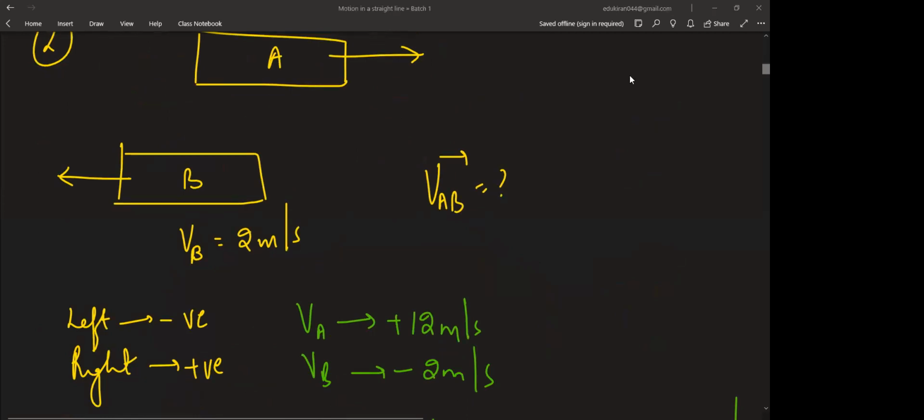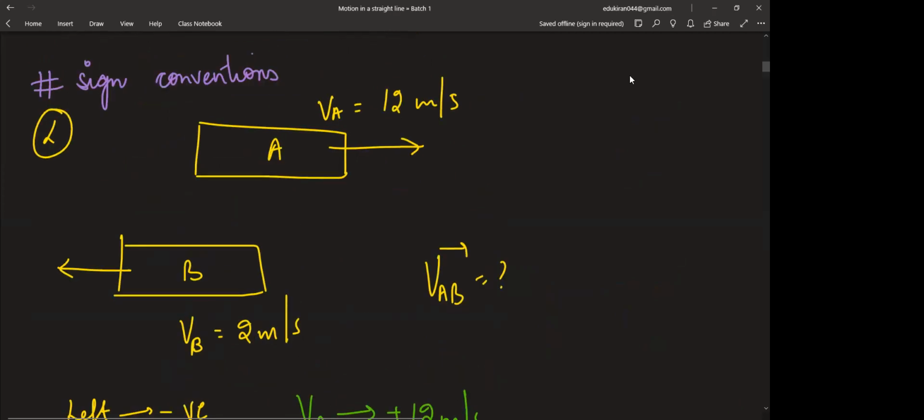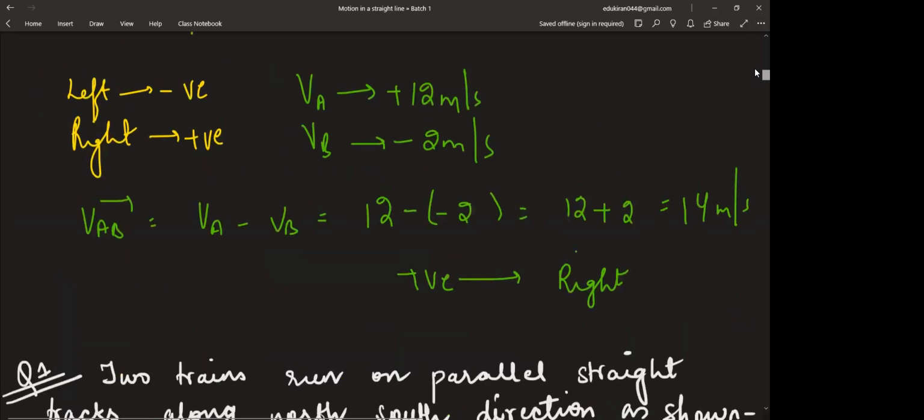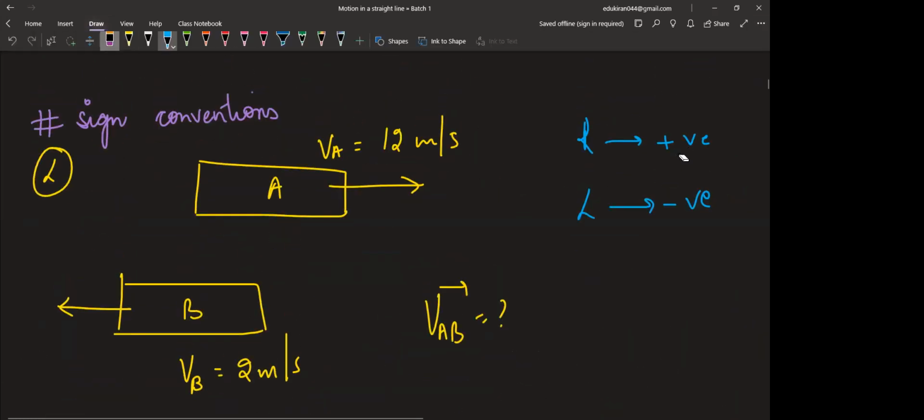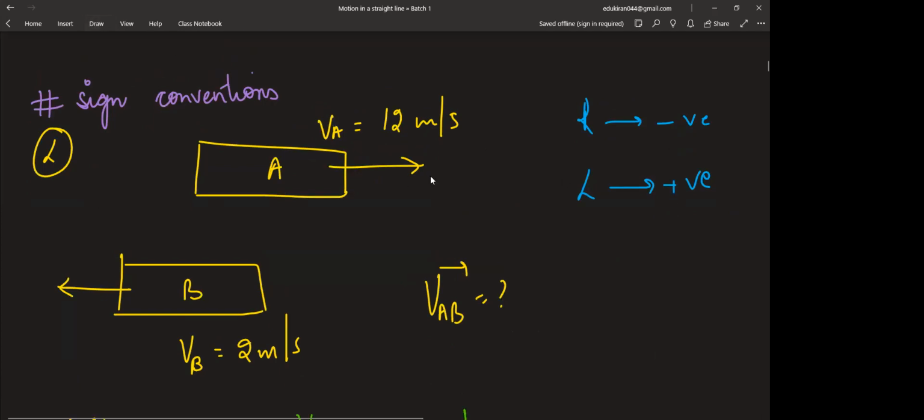See how you have to handle the sign convention. The way you take upwards as positive and downwards as negative, here also you will take either right as positive and left as negative, or do the opposite. Here let me take it opposite. Let me take right as negative and left as positive. So VA is the velocity of a car moving towards the right with 12 meter per second, and the velocity of car B is moving towards the left with 2 meter per second.